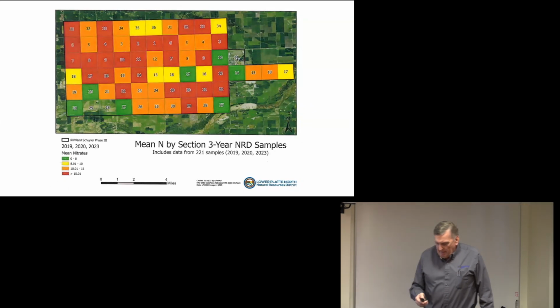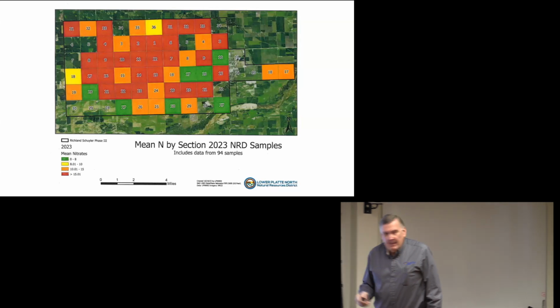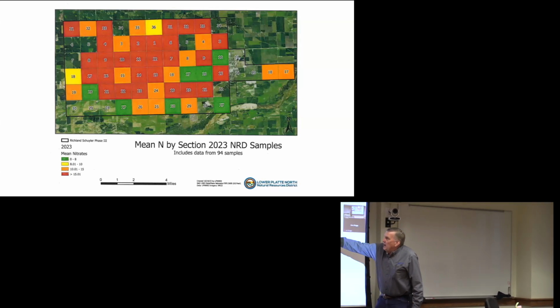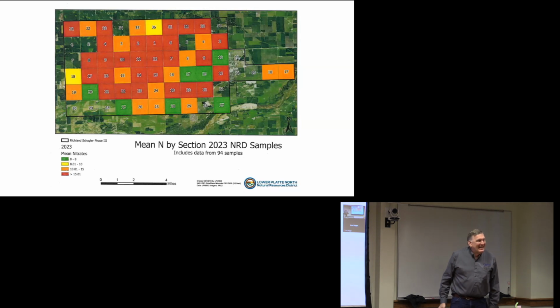Groundwater moves from the northwest to the southeast. Yes, groundwater's going to move that way, but we think we've got some groundwater movement coming from that direction too, from the Platte River.